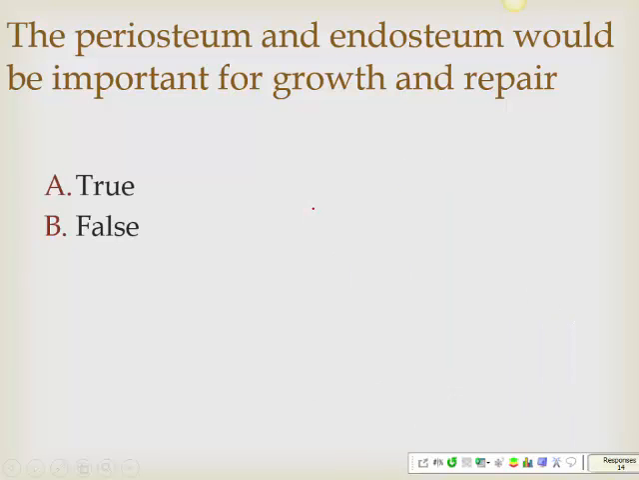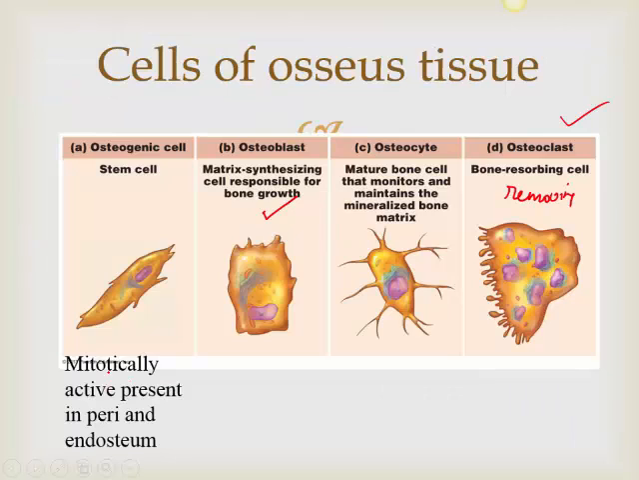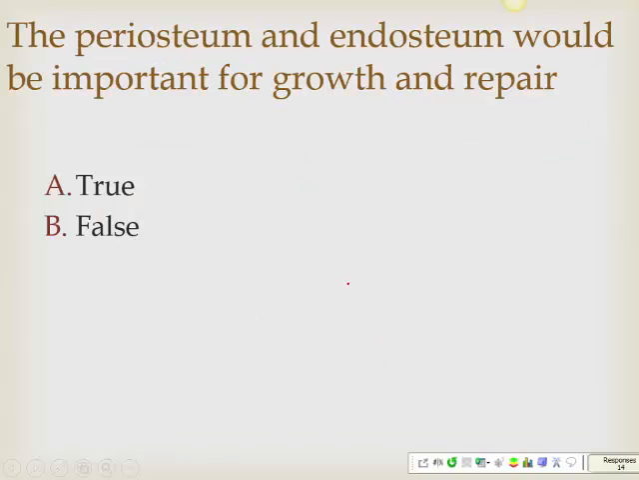I said that the periosteum and endosteum have mitotically active cells, which are stem cells, which give rise to osteoblasts, and they'll give rise to osteoclasts as well. So when you want growth and repair, you want stem cells. You want them to give rise to osteoblasts so that they can lay down bone. So imagine someone had a fracture. You want more osteoblasts to be produced so that you can form new bone. And you want osteoclasts to be there so that they can remove any excess bone that is being formed, right? So the periosteum and endosteum are very, very important for growth and repair.